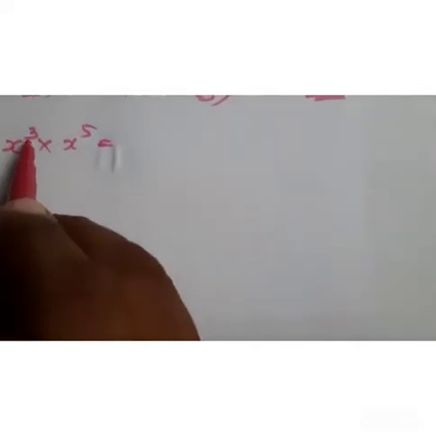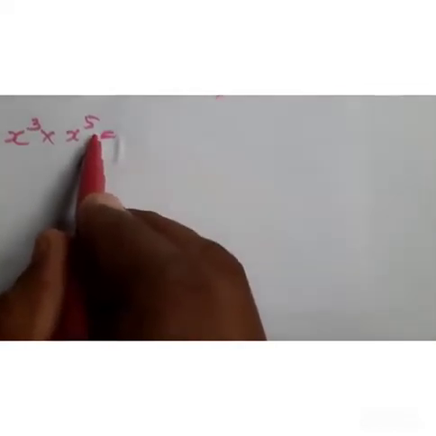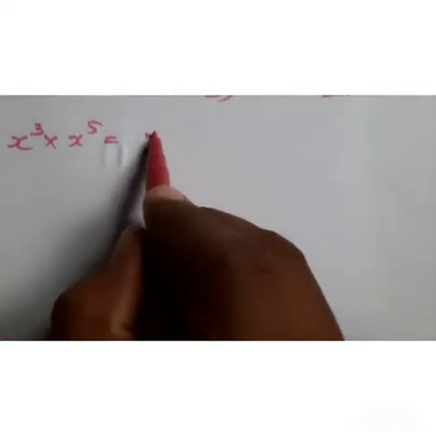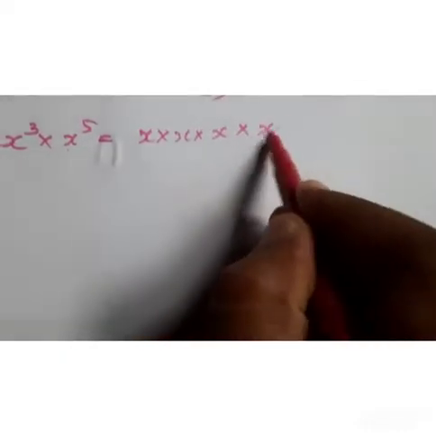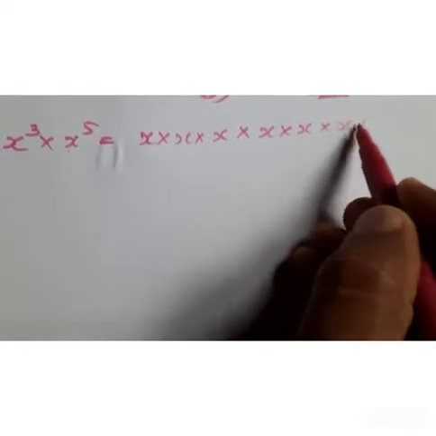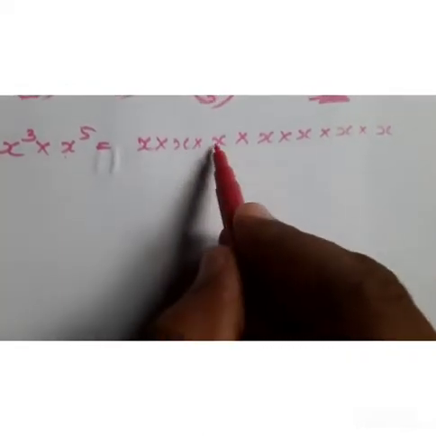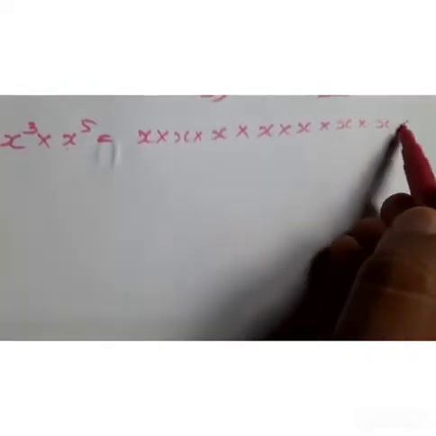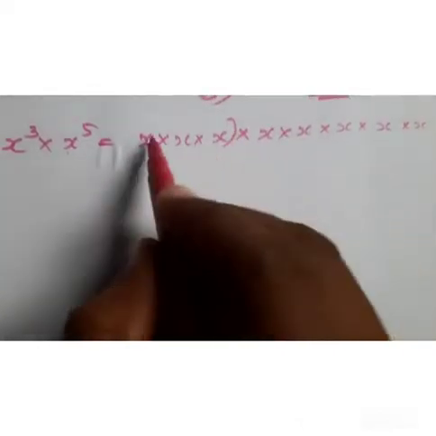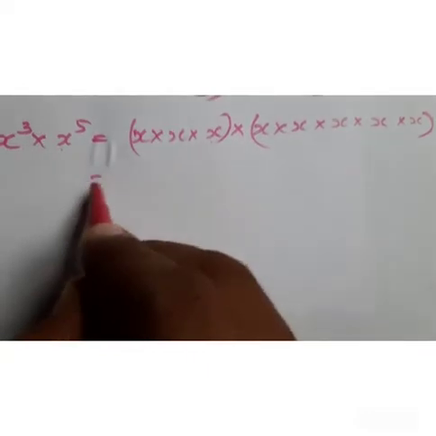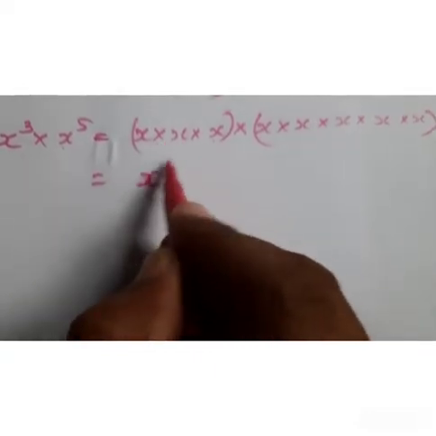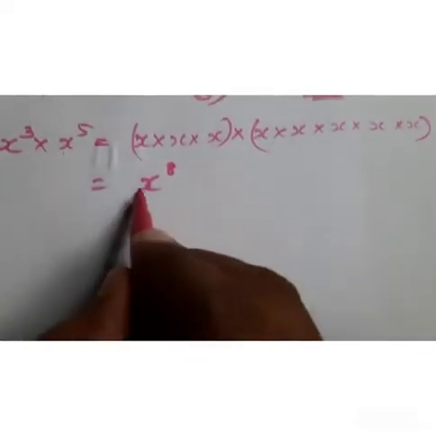x raised to 3 into x raised to 5. Normally how are we multiplying? x should be multiplied 3 times and x should be multiplied 5 times. Then how many x are there? 8 x. So x raised to 8.